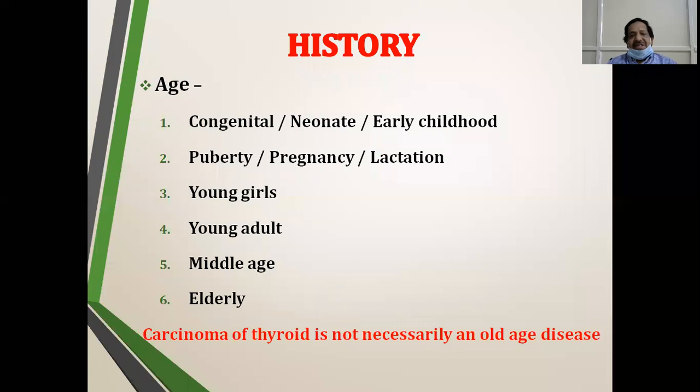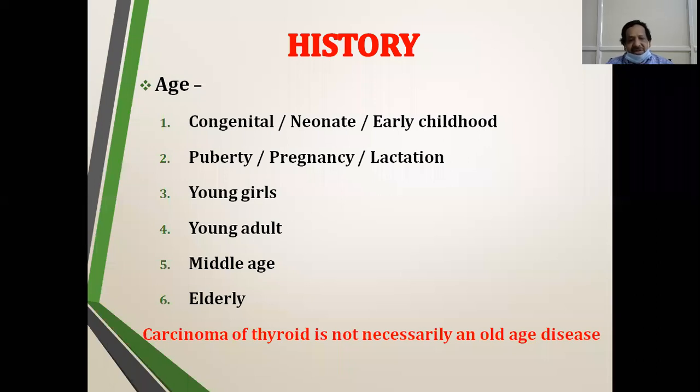When you are taking the history, first is age. Is it congenital or neonate or early childhood? What is the age of onset of the problem? Is it during puberty or pregnancy? Rarely during lactation. Commonly during puberty, sometimes during pregnancy, rarely lactation. And is it young girls, young adult, middle age, or elder?